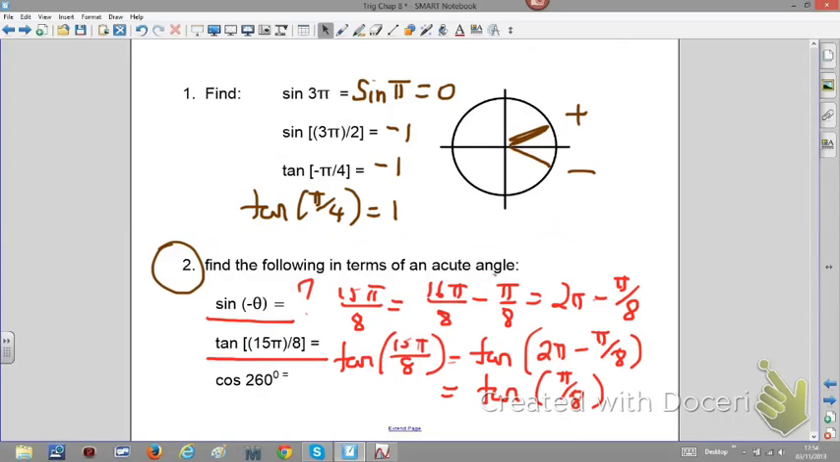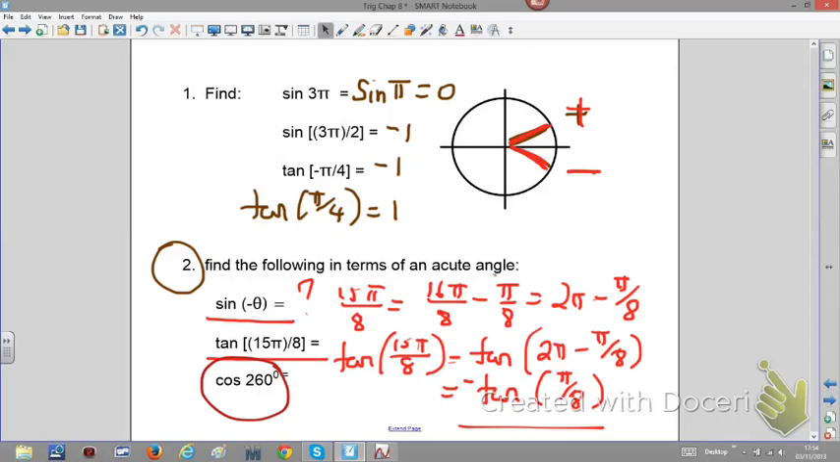Now looking at our circle here, tan of pi over 8, which is over here, must be positive. And tan of 15 pi over 8, which must be in the fourth quadrant, is negative. So therefore, tan of 15 pi over 8 is minus tan pi over 8.